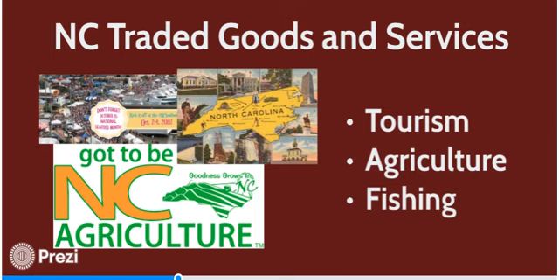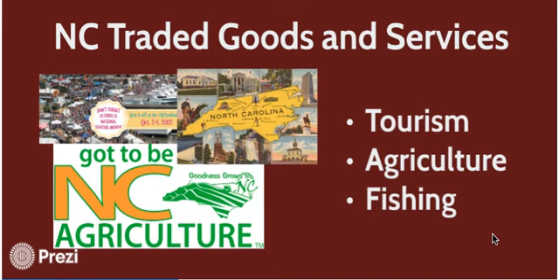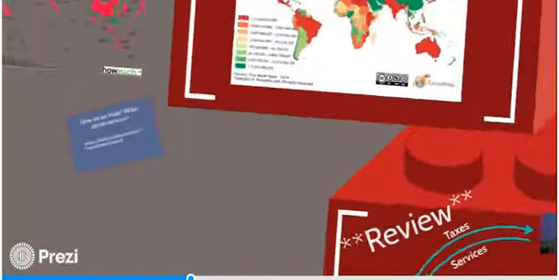Some agriculture. North Carolina is the top exporter of sweet potatoes in the entire United States and one of the top in all of the world. Us, little old NC, we are real good at growing some sweet potatoes. We're also very good at growing tobacco. And fishing, so deep sea fishing right here off the coast. People can charter a boat, which means they just kind of rent it out for the day and go fish. So here's our traded goods and services.